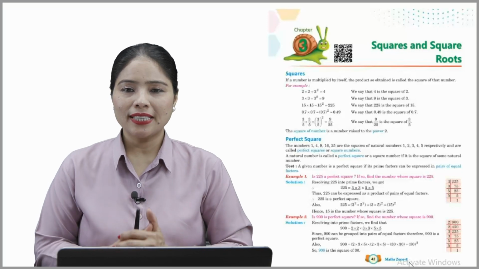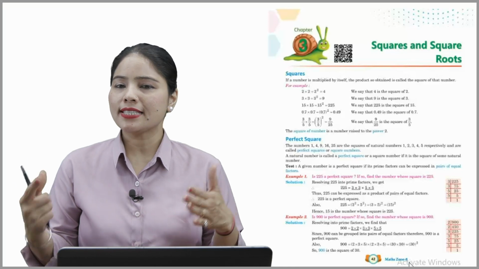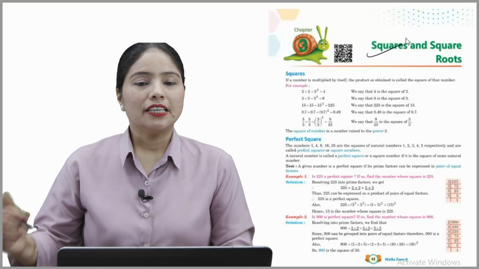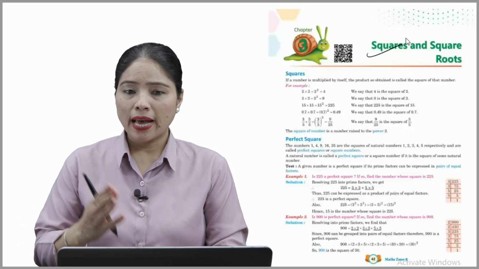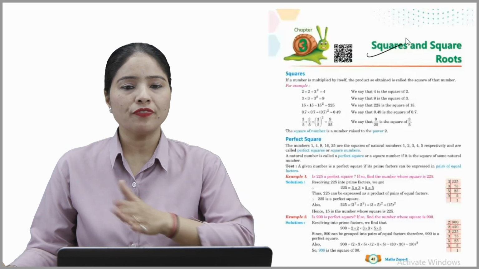So children, today in this class we are going to learn about squares and square roots. So let's start with that. Squares. If a number is multiplied by itself, the product so obtained is called the square of that number.